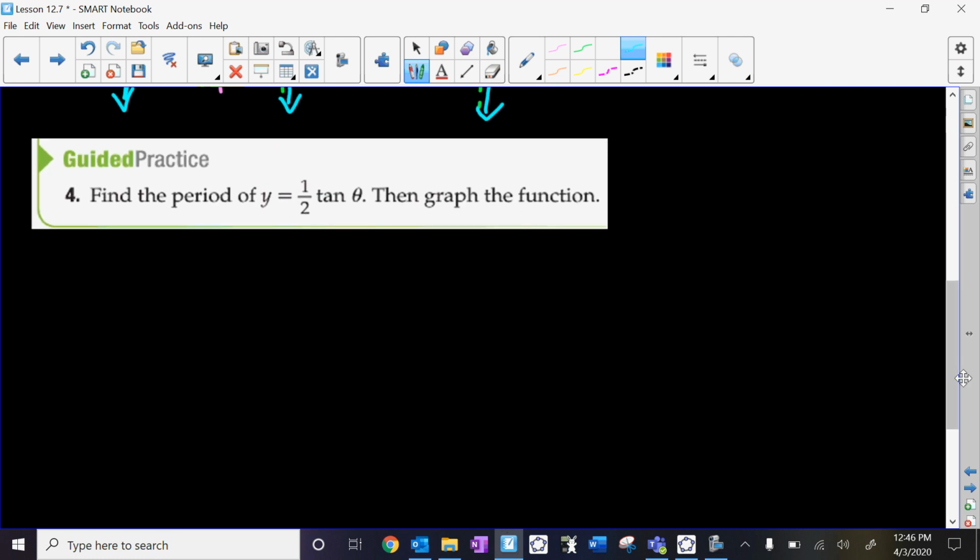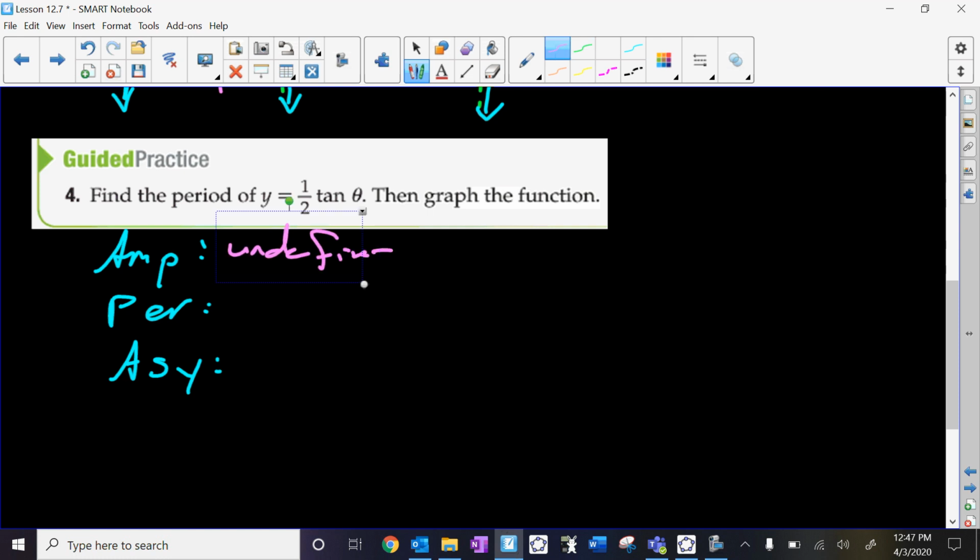We'll do one more. This time find the period of a half tangent of theta, then graph the function. So we're going to do the same thing. I want to write down what's the amplitude, period, and where are your asymptotes. Amplitude is always undefined. They may try and throw a half in there to throw you off. It doesn't do much for us. Our period, we would take 180 divided by our b value, which is 1. Our asymptote is our period divided by 2, which is 90.